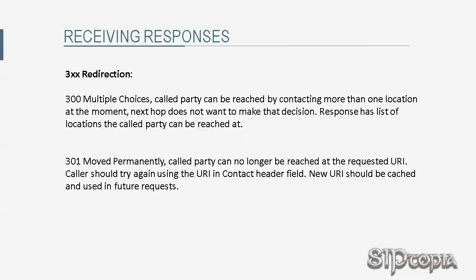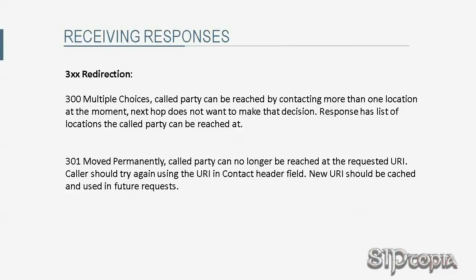300 Multiple Choices. This indicates that the called party can be reached by contacting more than one location at the moment, and the next hop doesn't want to make that decision on behalf of the caller. That's why the caller receives a 300 Multiple Choices response with the list of locations the called party can be reached at. Let's use an example here.